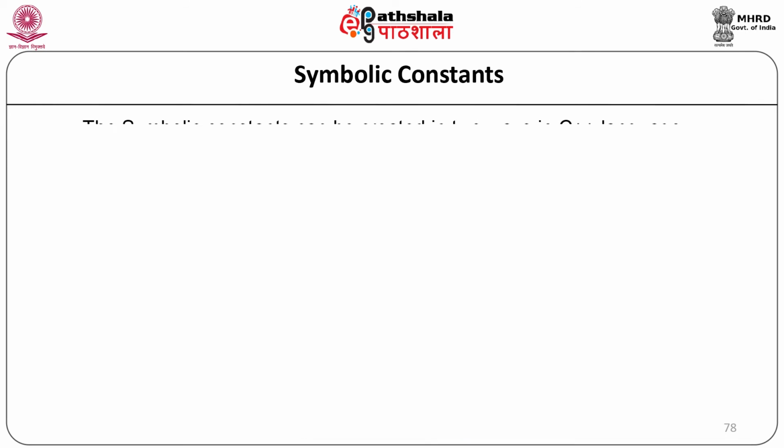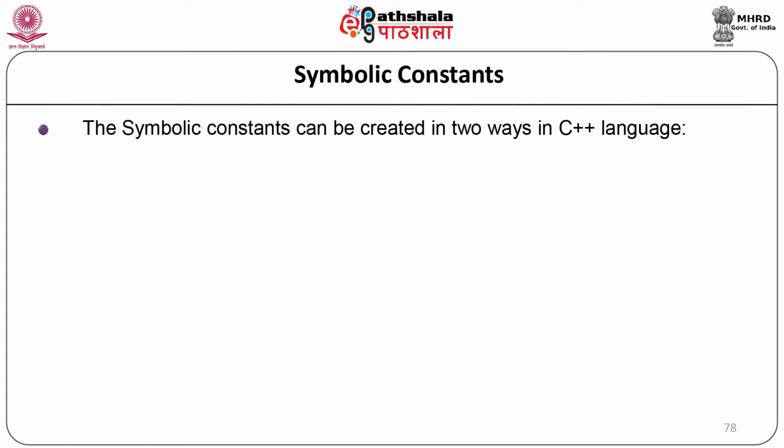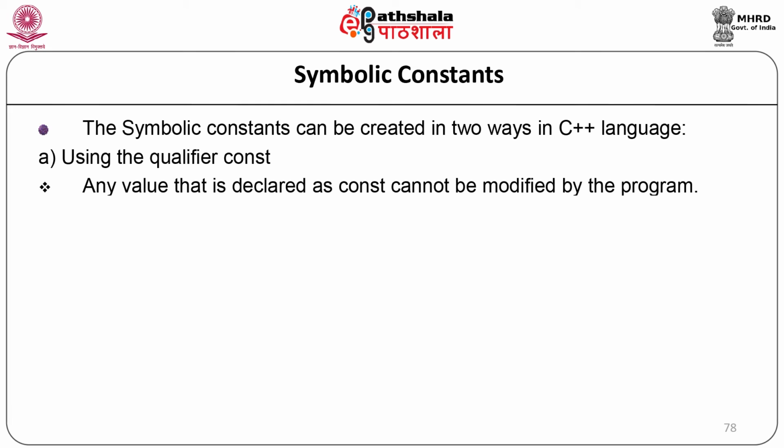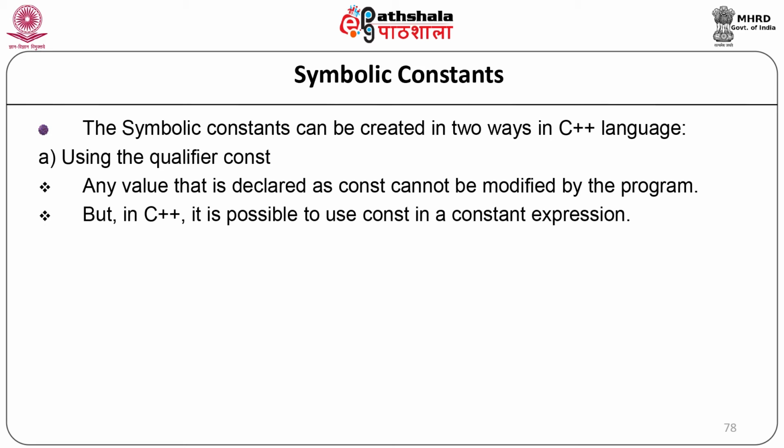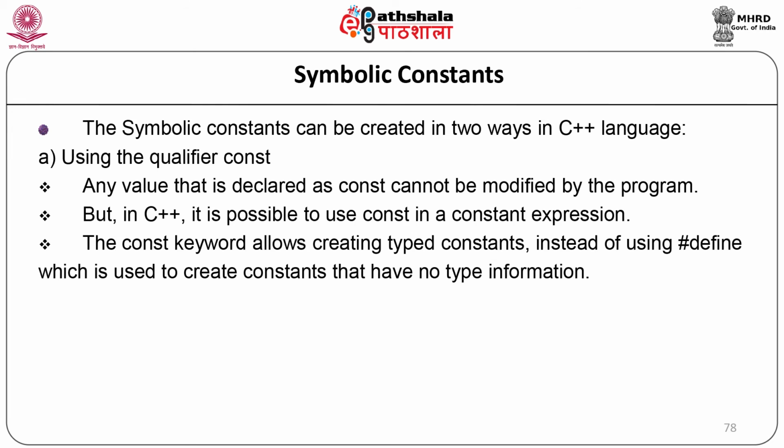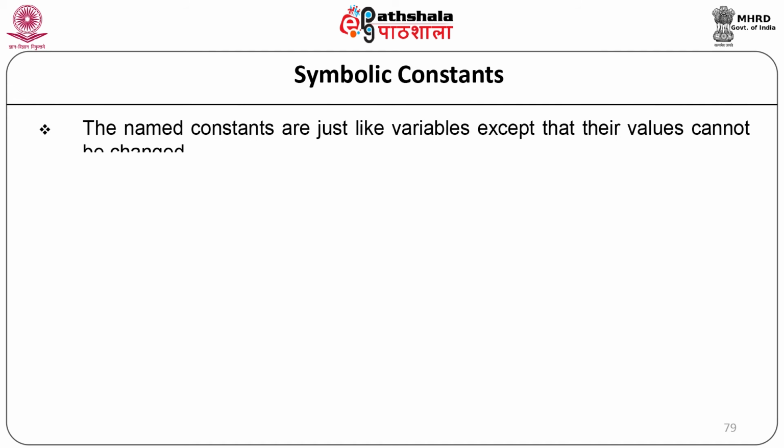Symbolic constants. The symbolic constants can be created in two ways in the C++ language. They are using the qualifier const. Any value that is declared as const cannot be modified by a program, but in C++ it is possible to use const in a constant expression. The const keyword allows creating typed constants instead of using #define, which is used to create constants that have no type information. Example: const int size = 10; char name[size]. The named constants are just like variables except that their values cannot be changed.